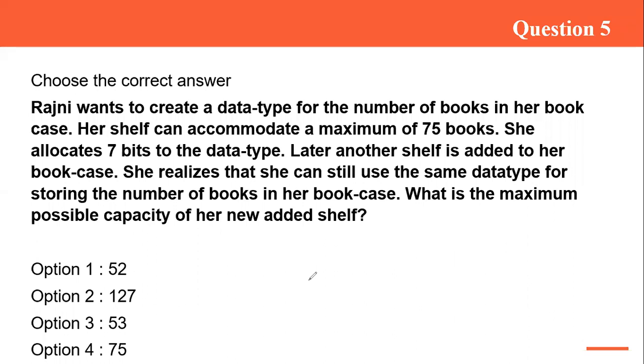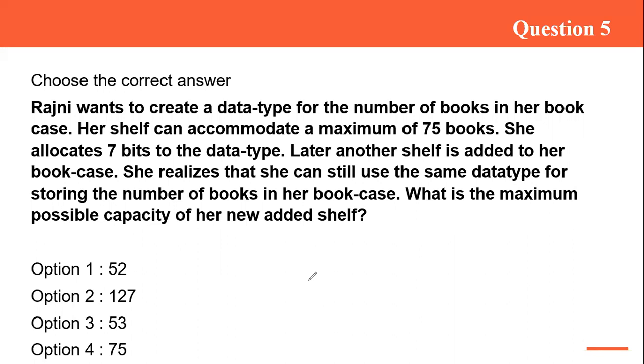But later she got another shelf. That is also in general maybe 75 or something like that. We don't know. But she assumed it is 75, so she can take a 7-bit data type. That's enough, she thought. So for a 7-bit data type, what is the maximum number of books she can store? 127 books she can store.